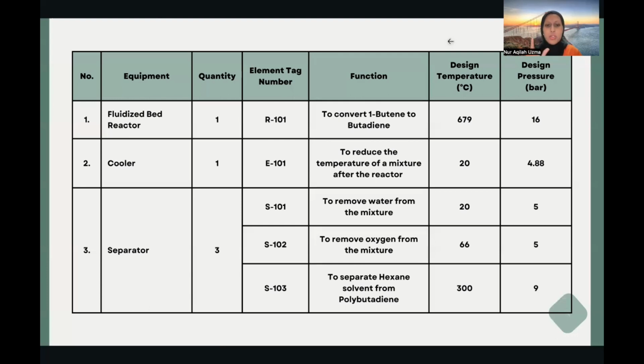Next we have S102, whose function is to remove oxygen from the mixture. Its design temperature is 66 degrees Celsius and 5 bar. Lastly, we have S103. Its function is to separate hexane solvent from polybutadiene. This is the final unit in our process. Its design temperature is 300 degrees Celsius and the design pressure is 9 bar.